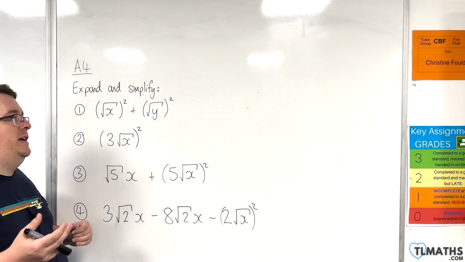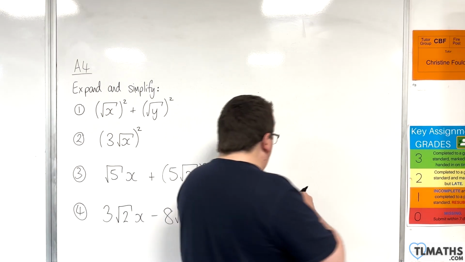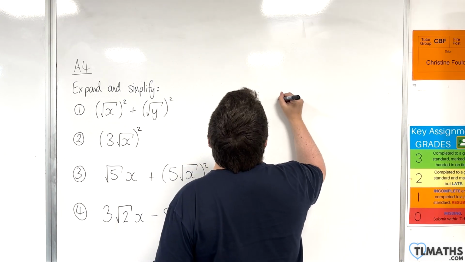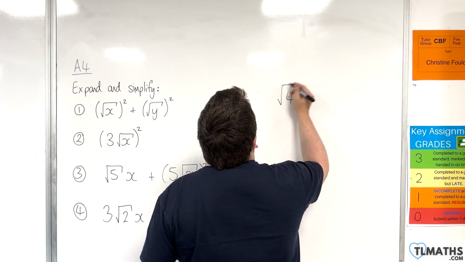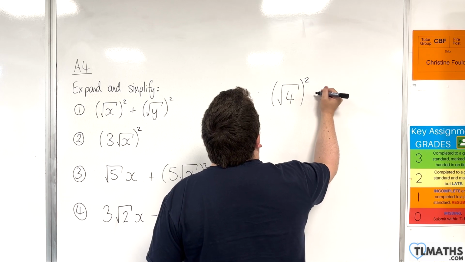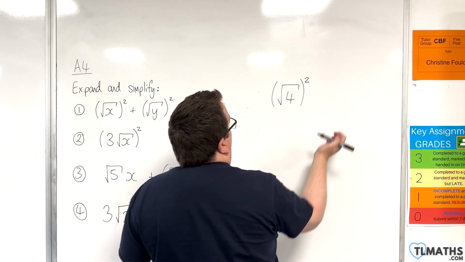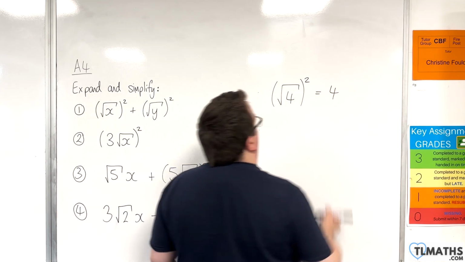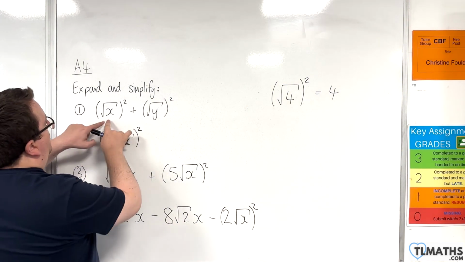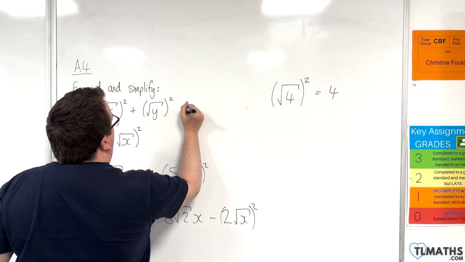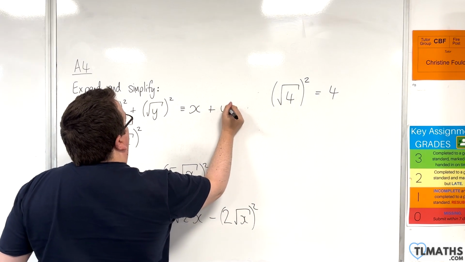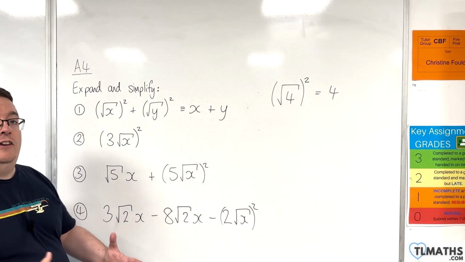Okay, so it would be like saying if x was, let's say 4, then if I square root 4, I know that that is 2. And then if I square it, well, I'm squaring 2, and 2 squared is 4. Okay, so that's essentially what's going on here, which means that this just simplifies to x, and this just simplifies to y. So this expression is just x plus y.